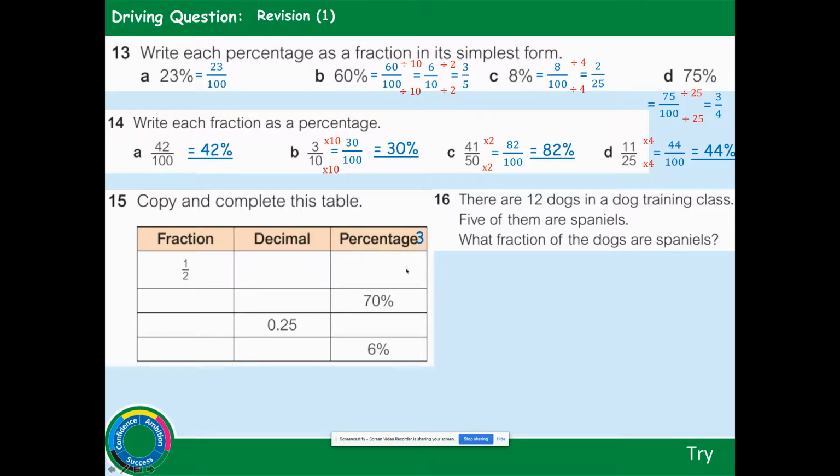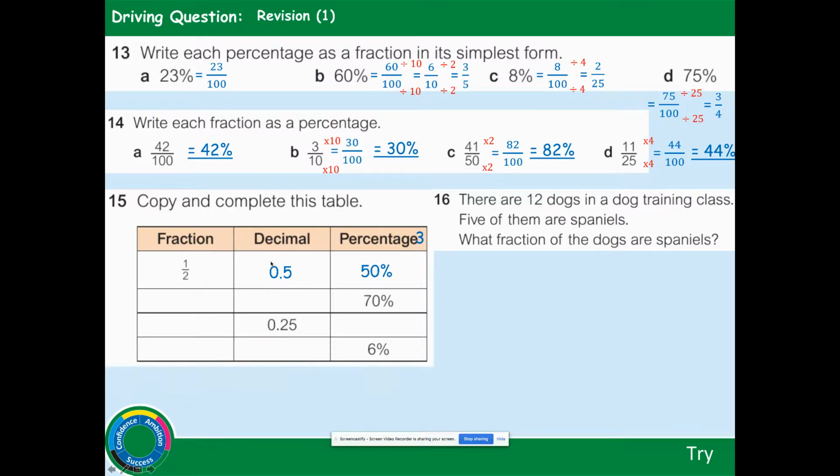Question 15. I've just got a 3 there. I don't know what that's doing. Right, copy and complete this table. So this is the fraction here, and this one is ones that you should know. 1/2 as a decimal is 0.5. If you just check on your calculator, remember this line is divide, so it's 1 divided by 2. You will get an answer of 0.5. And that's 5/10. So if we multiplied that by 10, 5 times 10 is 50. So it'd be 50%.